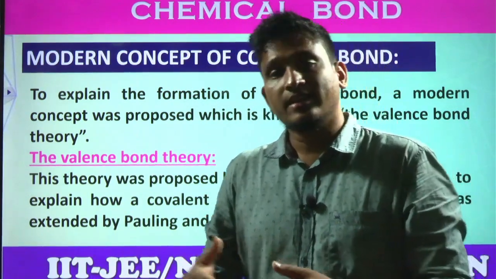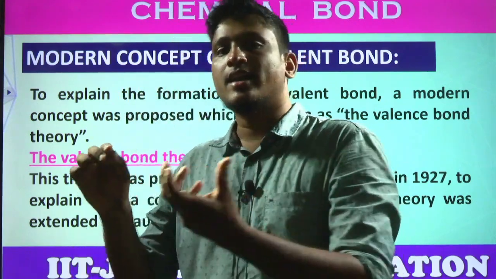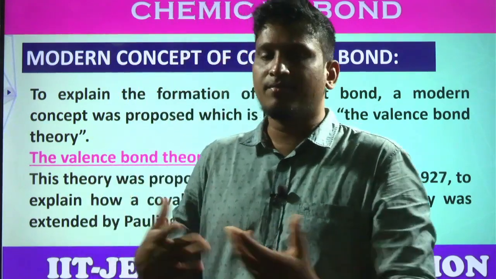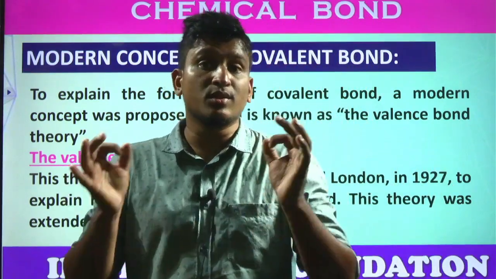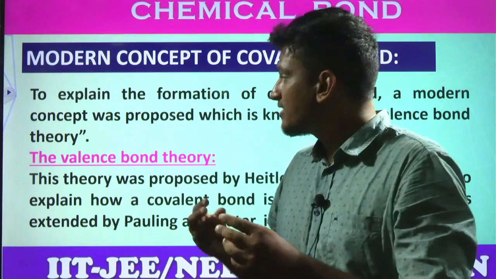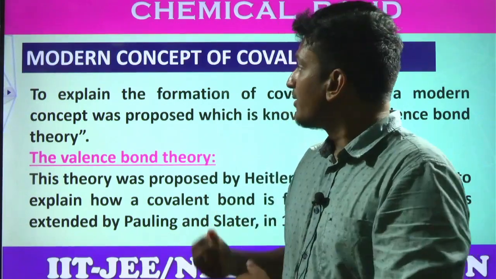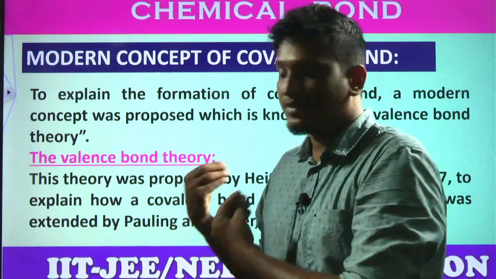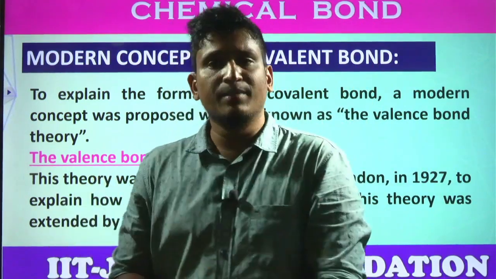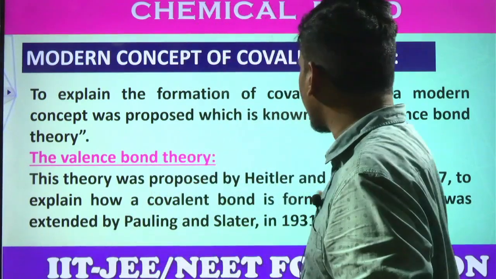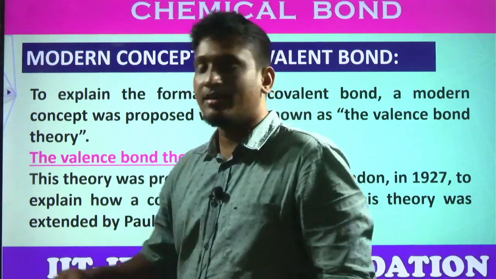For example, in the case of ionic bonding, we can simply say an atom loses electrons and another atom gains electrons, right? They form ions, positive ions and negative ions. But when it comes to covalent bonding, how can they share electrons, students? The sharing of electrons is clearly explained at the atomic level by VBT, valency bond theory, proposed by the scientists Heitler and London and later extended by Pauling and Slater.